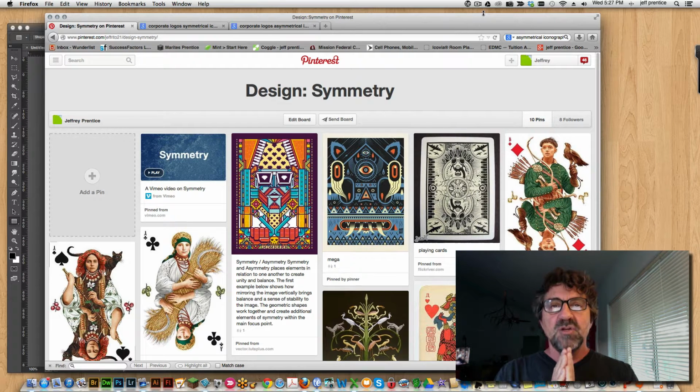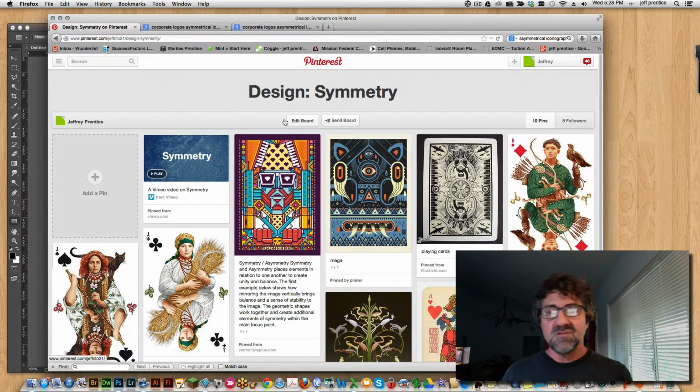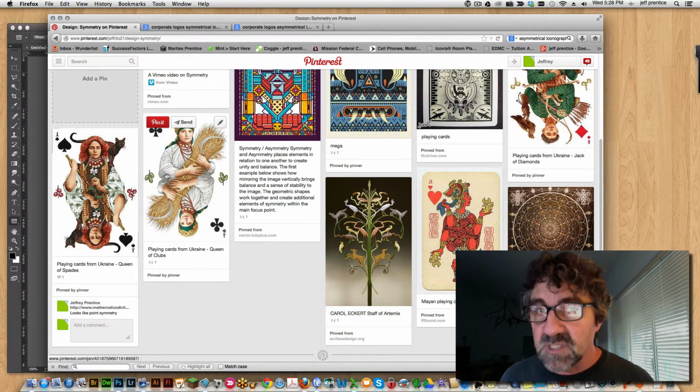Yeah, so I want to do a quick overview of symmetry and asymmetry. Go into Photoshop, play around with some shapes, and I also want to share with you Pinterest, looking at symmetry. These are just a few images that I've thrown into my Pinterest board. I'm exhorting you to go out and find your own images because you can learn a lot just by studying things.